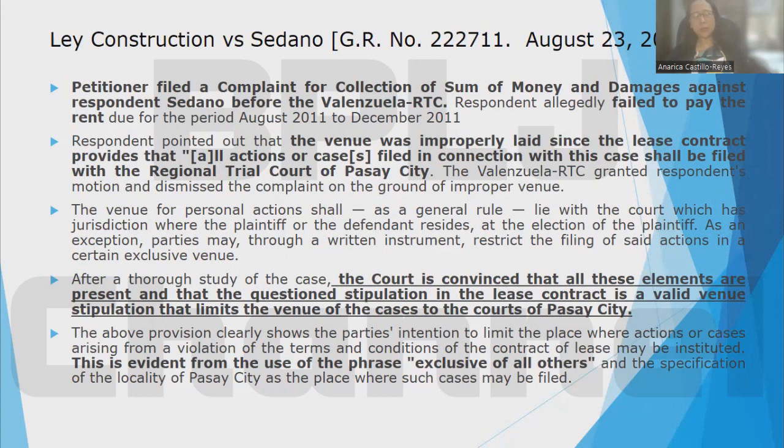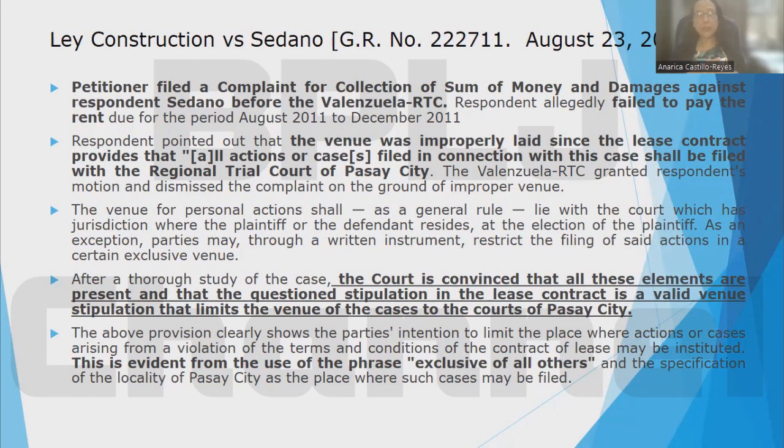Lay Construction versus Sedanyo. In this case, Lay Construction filed a case for collection of sum of money against Sedanyo before the RTC of Valenzuela for failure to pay the rent. Now, Sedanyo pointed out that venue was improperly laid since the lease contract provides that all actions in connection with the case shall be filed with the RTC of Pasay.